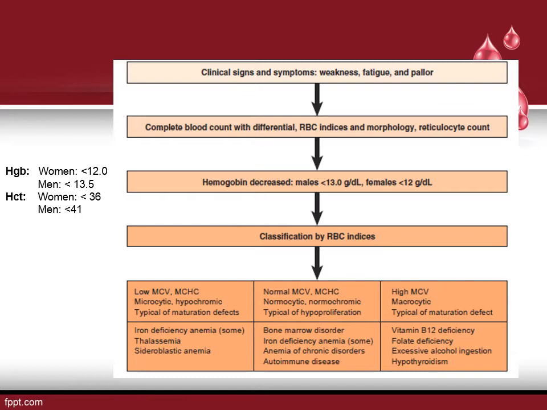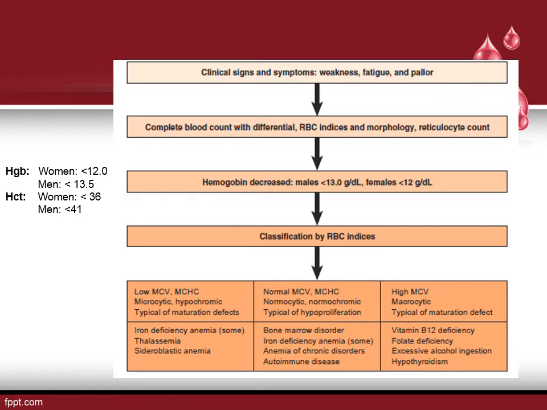So let us classify it by RBC indices. If there is low MCV and low MCHC, it means it is microcytic hypochromic. It is typical of maturation defects, so there is a maturation defect while the RBC is developing. This is due to iron deficiency anemia in some. Why in some? Because iron deficiency anemia can also be seen in normocytic and normochromic. Next will be thalassemia, and next will be sideroblastic anemia.